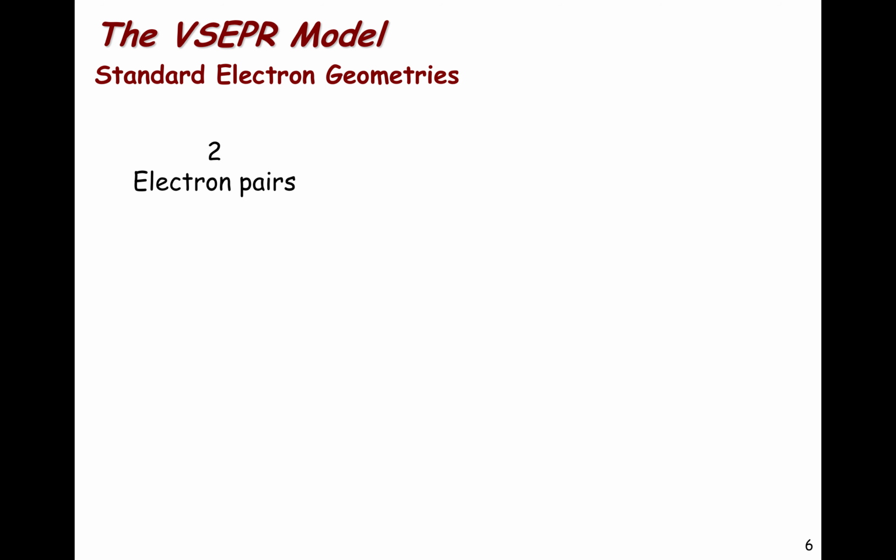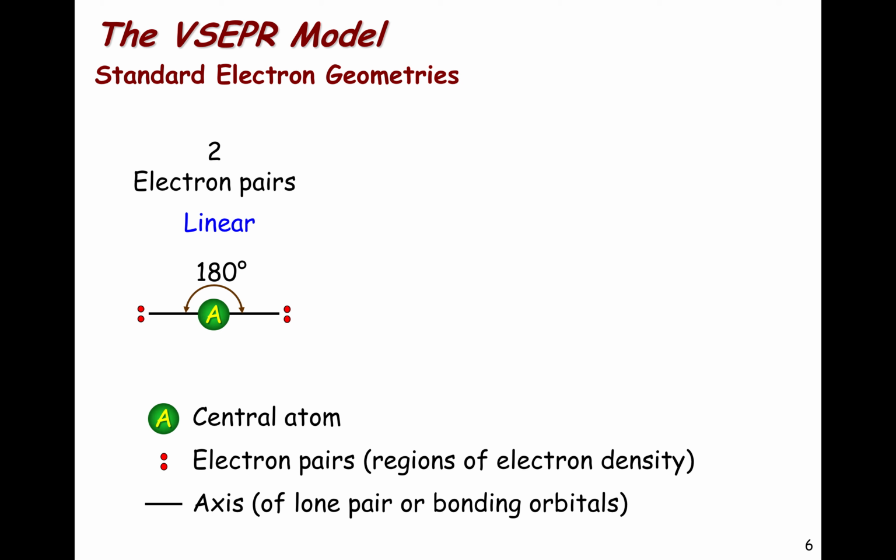So the first thing that we need to consider is what are the electron geometries, the regions of space that define the geometric shapes, and this is all determined by electron pairs. So if we have two electron pairs surrounding a central atom, the structure will produce an angle of 180 degrees between the two pairs of electrons.